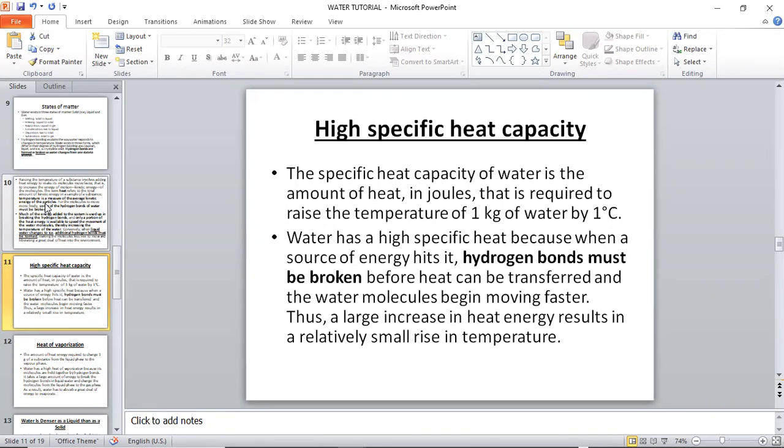What is the importance of this? So we find that biological systems, biochemical reactions in our bodies are maintained at a relatively constant temperature, or what we know as homeostasis.